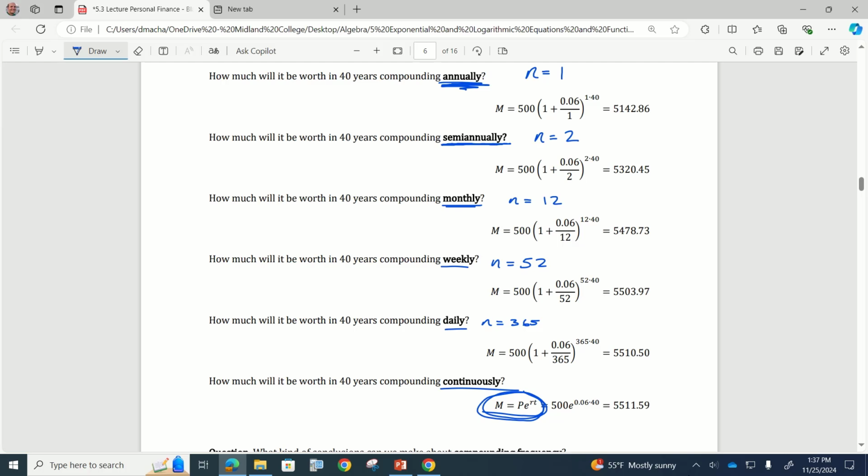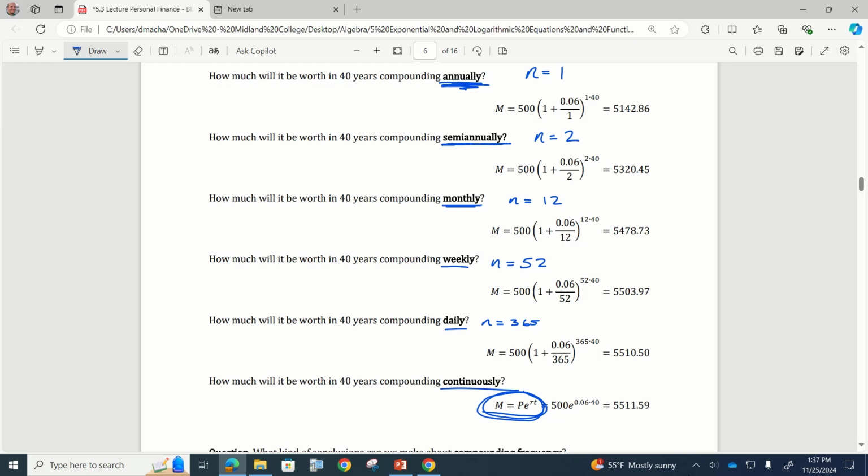But it drops off. Going from monthly to weekly only gets you an extra $21, and then weekly to daily only gets you an extra $7. Going from compounding once per day to compounding every single second of the whole day continuously only gets you $1.09.